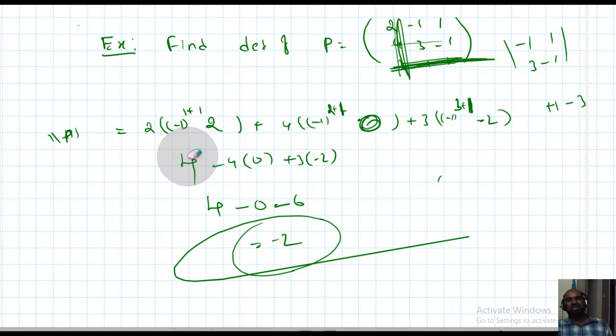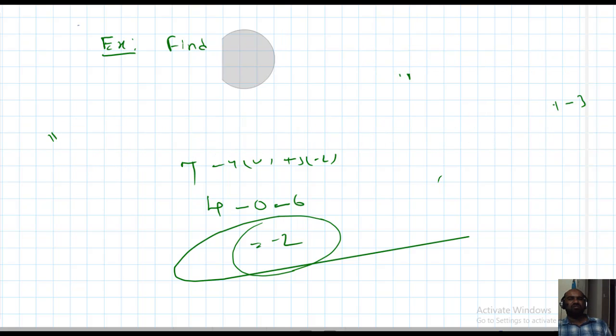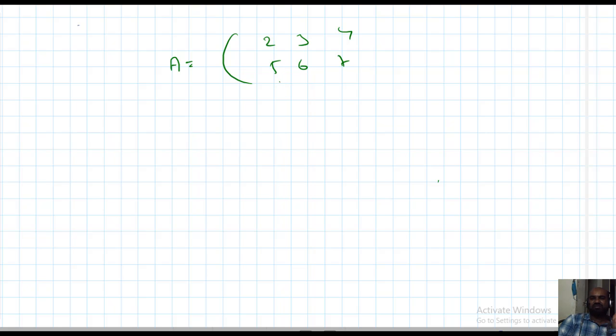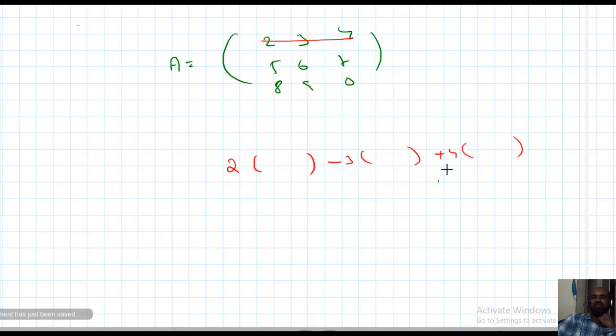Students, sincere advice: choose the first row to find the determinant. Why, I will explain. Why do you want to use the first row? Through an example I will explain. A equal to, for example, 2 3 4, 5 6 7, 8 9 0. Why am I saying first row? 2 into its minor, minus 3 into its minor, plus 4 into its minor. I am not using the cofactor, because already I used symbols.